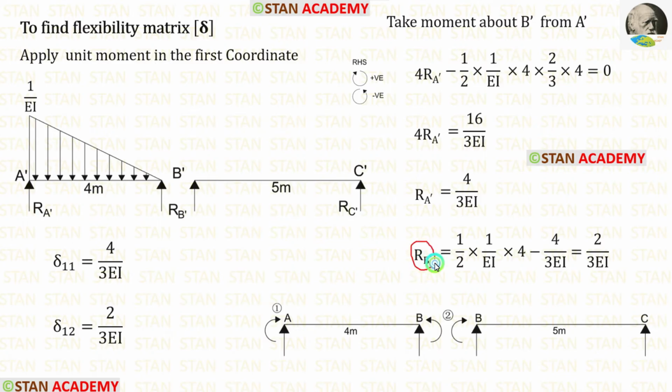RB dash can be calculated easily by taking the total load. Here the total load is the area. From the area we have to subtract RA dash. Finally we are getting RB dash, which is equal to 2 upon 3 EI. For delta 12, let us apply this value.